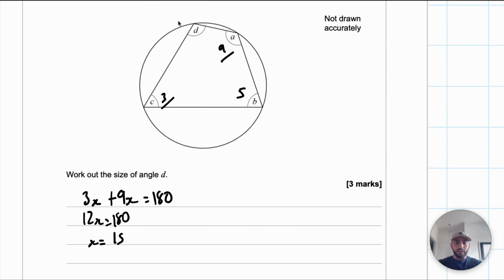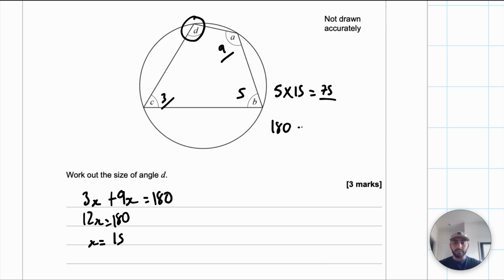It's worth 15. I'm trying to find D, so I want the angle that's opposite to that one, which is this B. I'm doing 5 multiplied by 15 because each part is worth 15. 5 times 15 is 75. Both of these will add up to make 180. So I need to do 180, take away 75, which is 105.